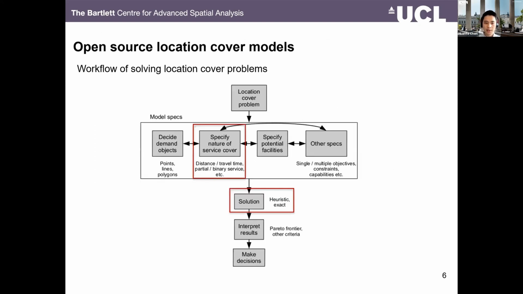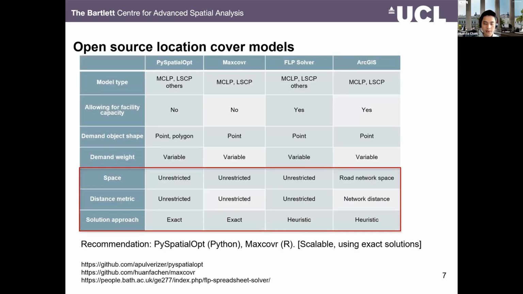So in this project, our focus is a review of the open source location cover models, highlighting 2 important aspects of the workflow of solving a location cover problem. These 2 points are the nature of the service cover and the solution approach. After an intensive search, we identified 3 important and useful open source packages for location cover models. They are PySpatialOpt, MaxCoverR, and FLP Solver.